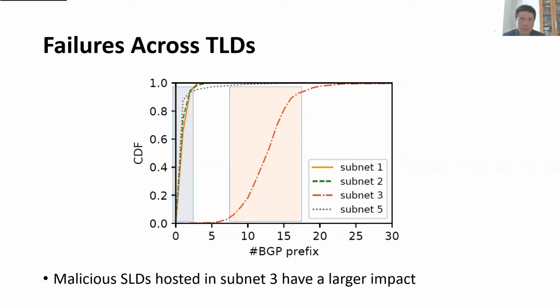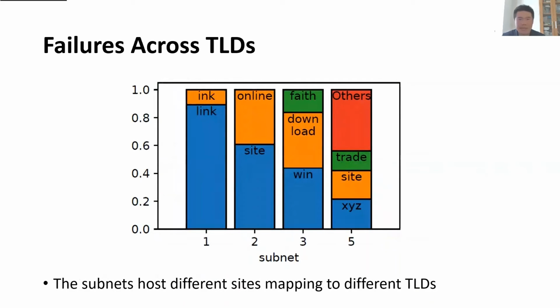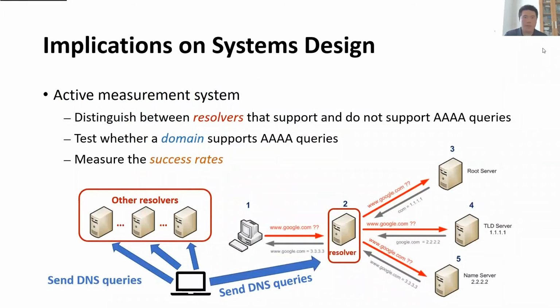In contrast, malicious SLDs hosted in subnet 3 have a footprint in dozens of networks, implying a larger impact. One possible explanation is that the subnets host different sites. Hence, this figure presents the makeup of the 5 subnets, confirming that they do map to different TLDs. Let's then move on to the implications of our findings on system design.